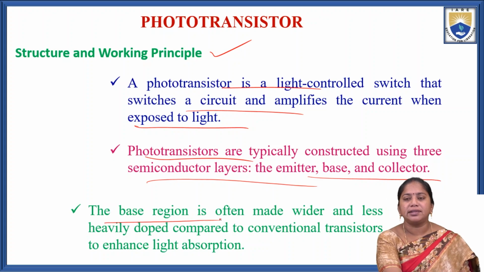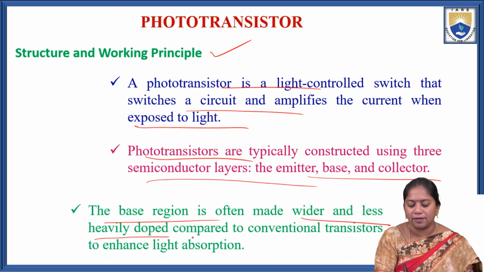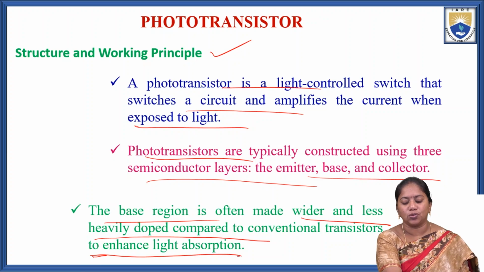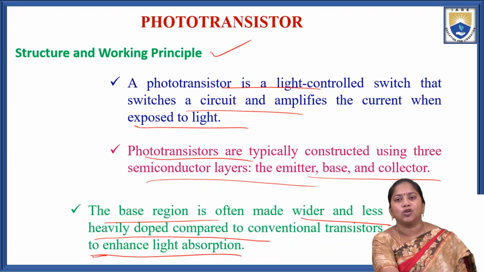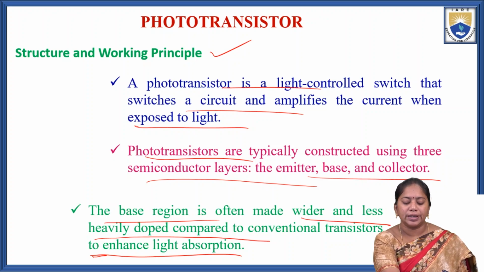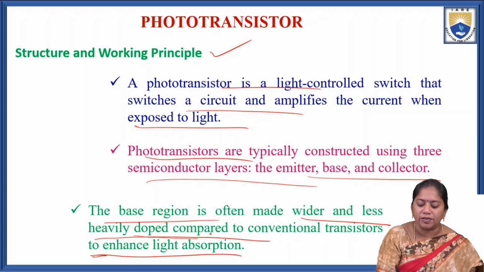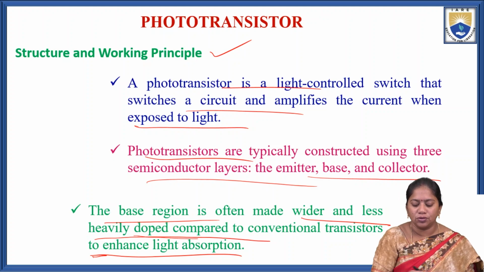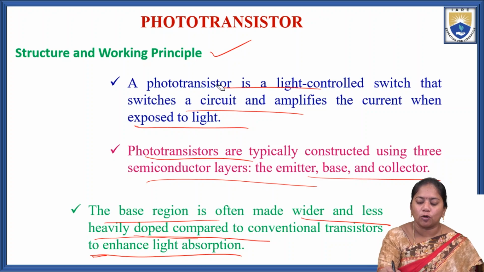While fabricating phototransistors, the base region is often made wider and less heavily doped compared to conventional transistors, to enhance the light absorption.